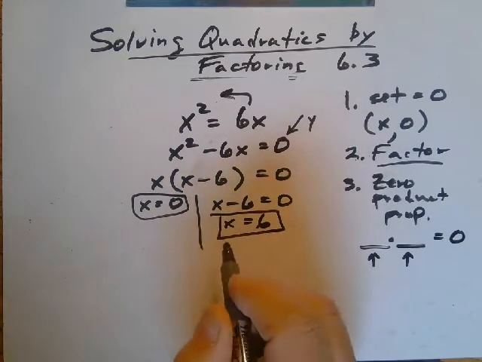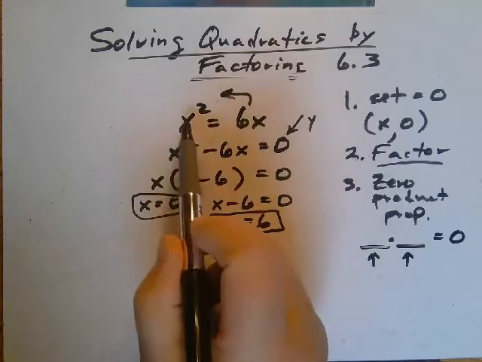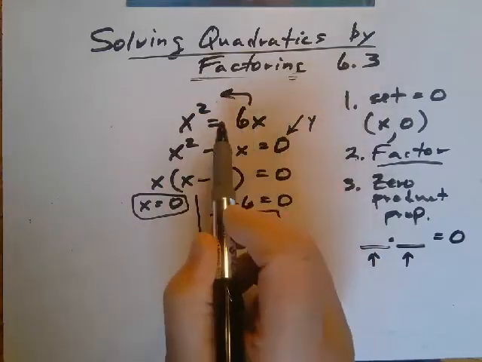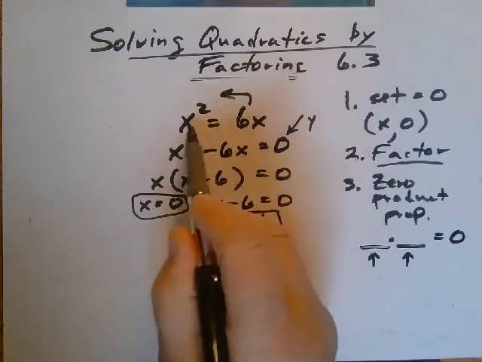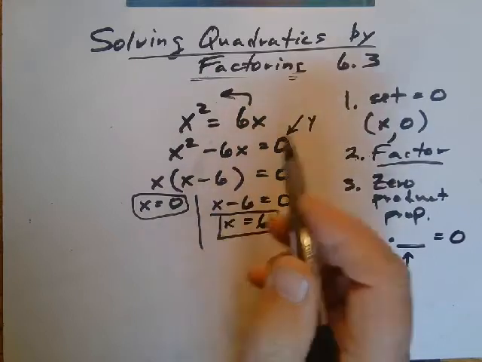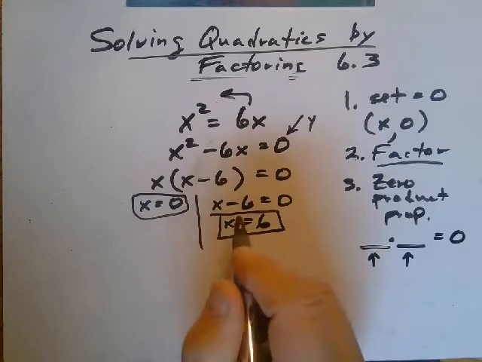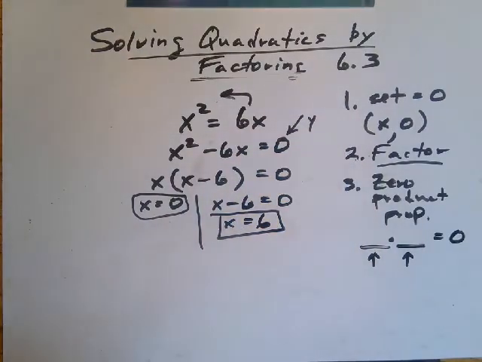So my answer is two answers, two things that x could be. And if I go back up to the original problem, I'll see that if I stick 0 in there, it's true. And if I stick 6 in there, it's true. And I can't stick anything else in there to make this true. So we have just solved this quadratic by factoring.